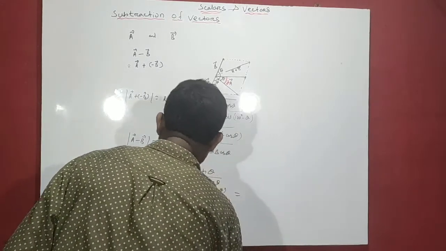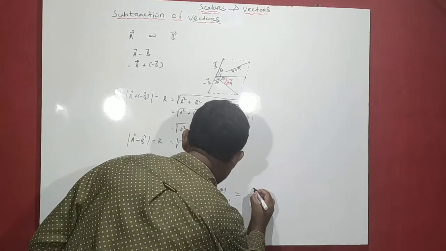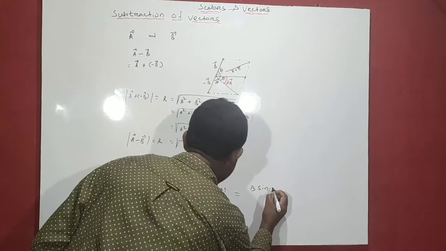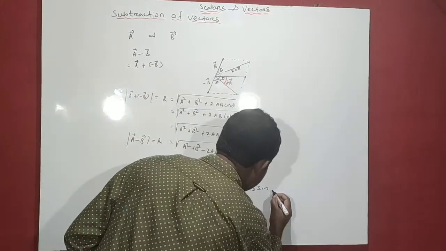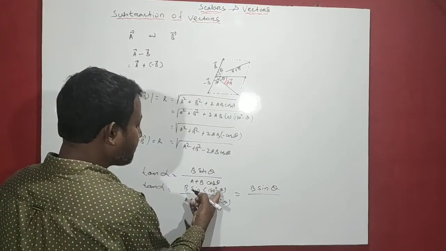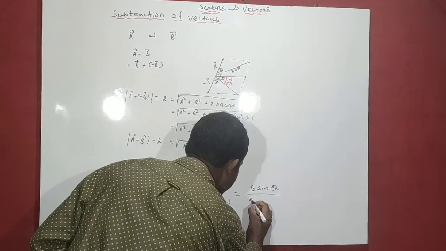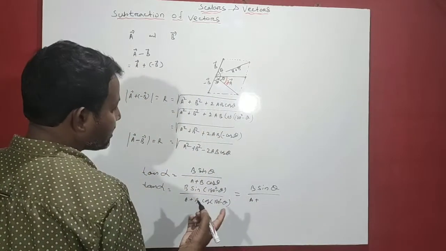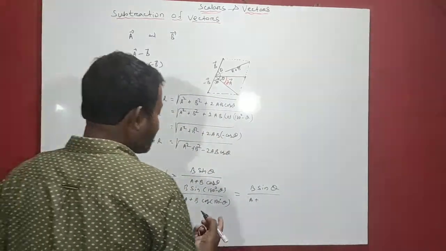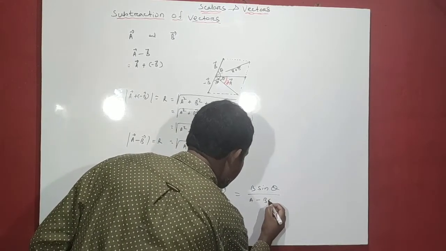Then we get B sin of 180 degrees minus theta, and sin of 180 degrees minus theta is sin theta, so that is B sin theta. And A plus B cos of 180 degrees minus theta, which is minus cos theta, so that is A minus B cos theta.